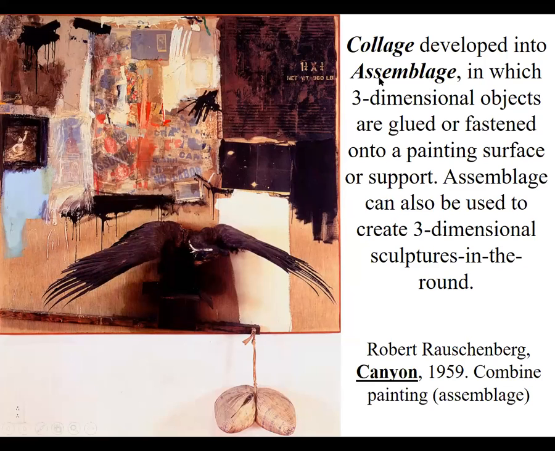Collage developed into assemblage during the 20th century. And assemblage, like collage, happens when 3-dimensional objects are glued or fastened onto a painting surface or support. So assemblage can also be used to create 3-dimensional sculptures that are standalone sculptures in the round too. But we're looking at a Robert Rauschenberg painting from the 1950s. And Rauschenberg was an abstract expressionist American painter in the 1950s.